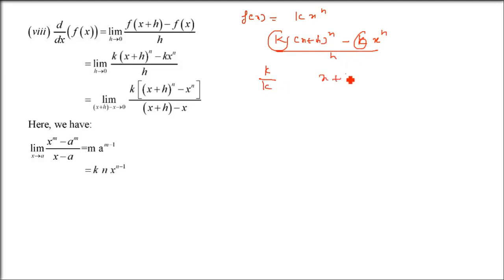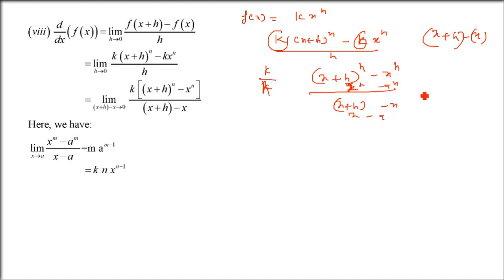So this k by h, and now we have (x+h)^n and x^n. Now you have the denominator h. So how to write this h? While deriving this, we have done it already. What we'll do, x plus h minus x we can write in place of h, because x gets cancelled, only h will remain. So you'll get only h. So this is (x^n - a^n)/(x - a).